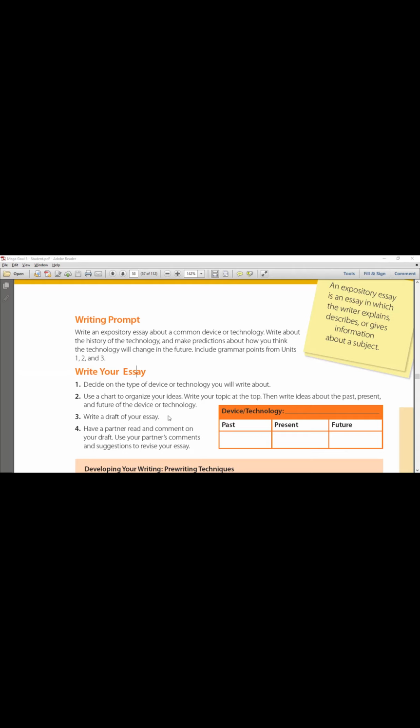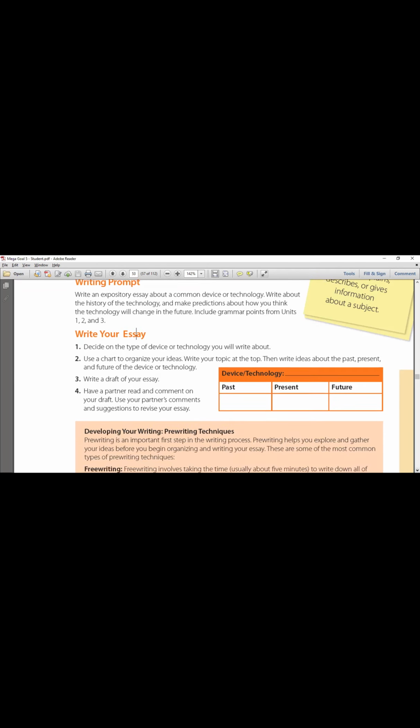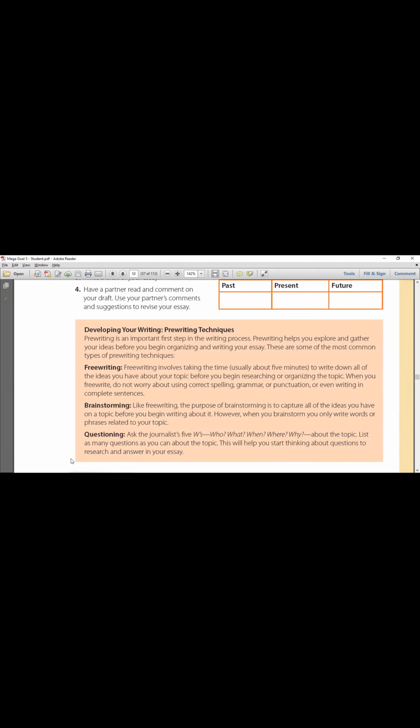Yani, you're going to choose a technology, talk about it in the past, how it is now, and how it's going to be in the future. You see, this chart is to help you. Write a draft for your essay, or maybe if you're very good, you don't need a draft, and have a partner read and comment on your draft. We don't need that, just write your essay. Now, those are things to develop your essay. How are you going to develop your essay?